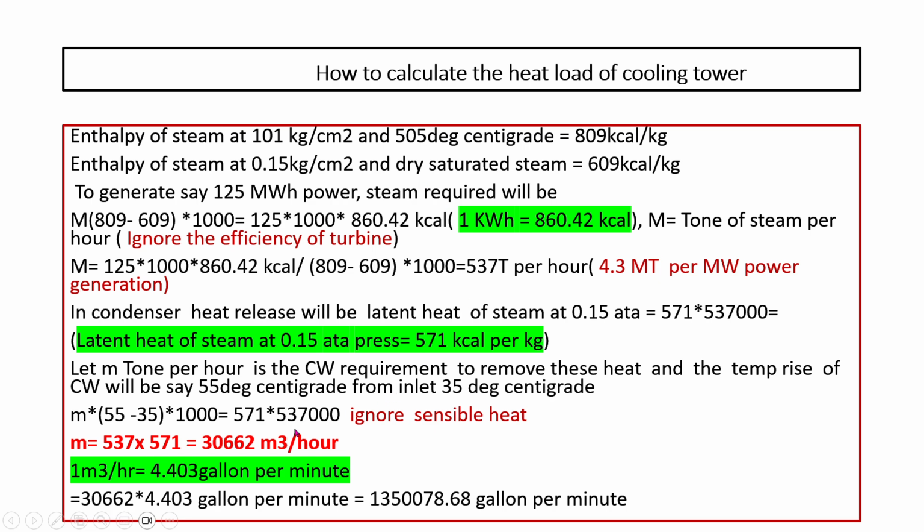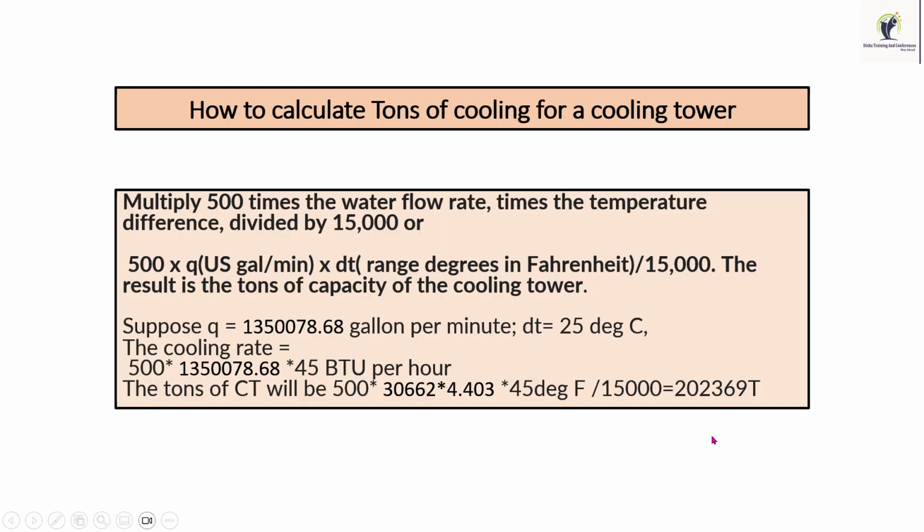If you convert it into gallon per minute, 1 meter cube per hour is equal to 4.403 gallon per minute. So this much meter cube per hour will be 135078.68 gallon per minute. This much cooling water is required, and that much cooling water needs to be cooled from 55 to 35 degrees centigrade in the cooling tower.